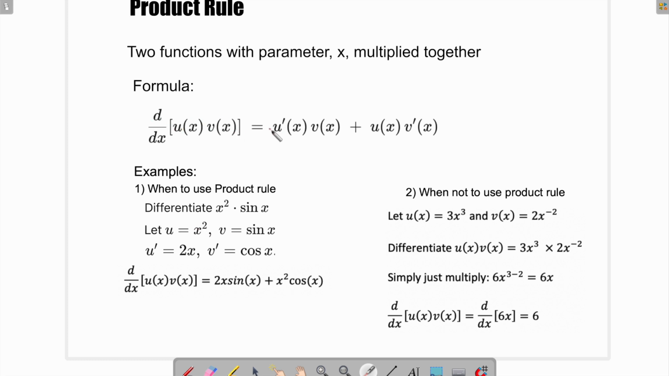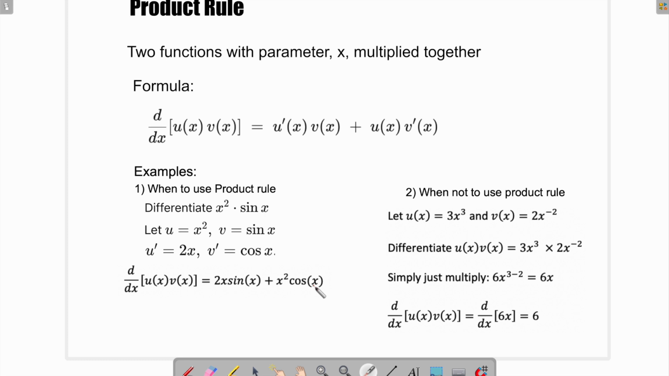So we can find the derivative by simply plugging everything into the formula given below. So u dash of x we established to be 2x, v of x we established to be sine of x, so we can do 2x times sine of x, plus here the u of x, which we said was x squared, times that by v dash of x, which we said was cos x. So simply our derivative of x squared times sine of x is 2x sine of x plus x squared cos of x.